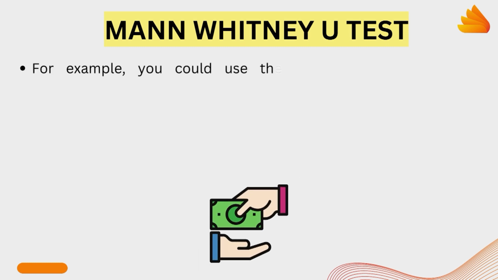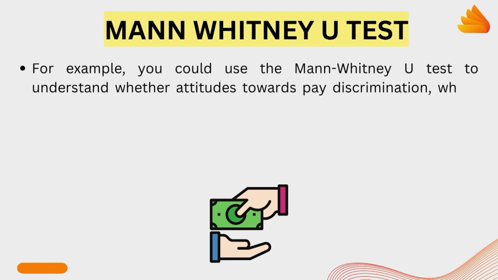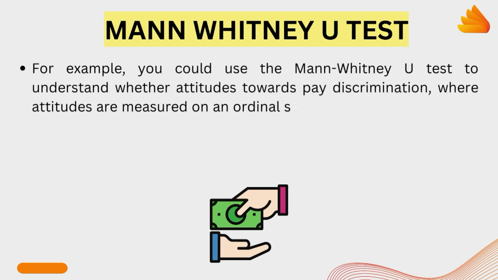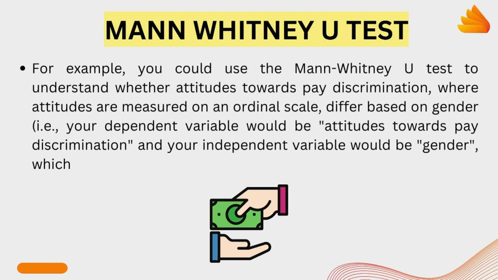For example, you could use the Mann-Whitney U-test to understand whether attitudes towards pay discrimination, where attitudes are measured on an ordinal scale, differ based on gender. That is, your dependent variable would be attitude towards pay discrimination and your independent variable would be gender, which has two groups, male and female.